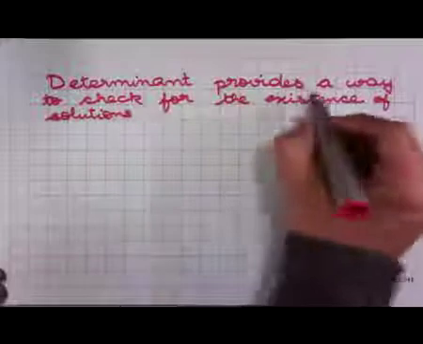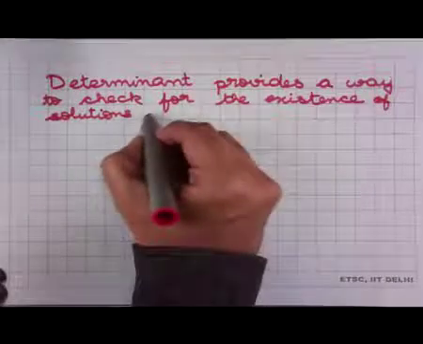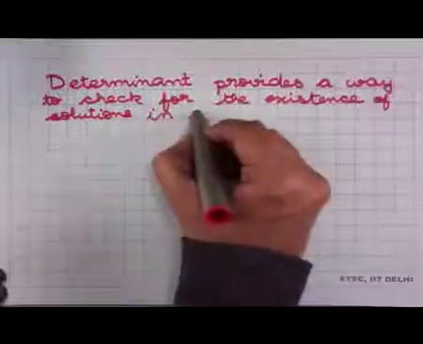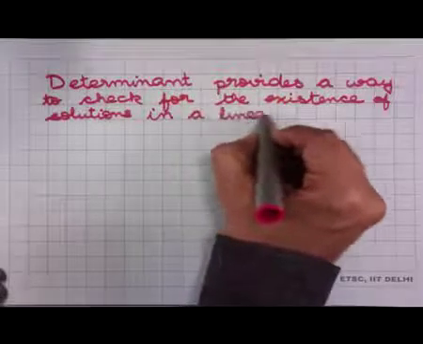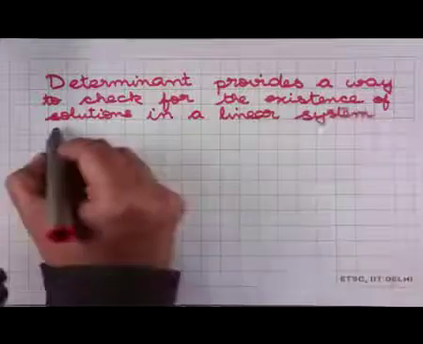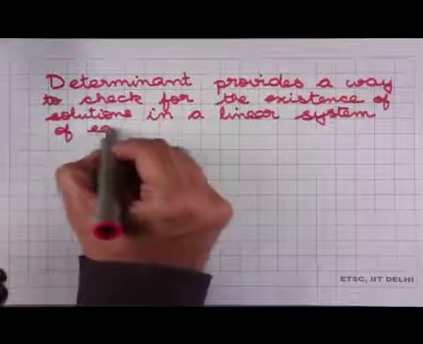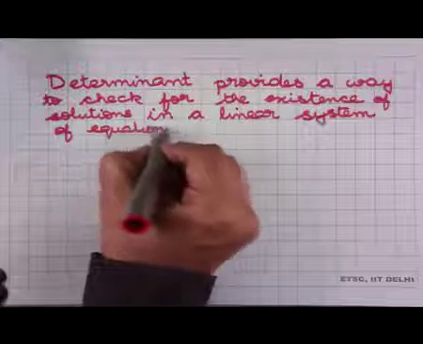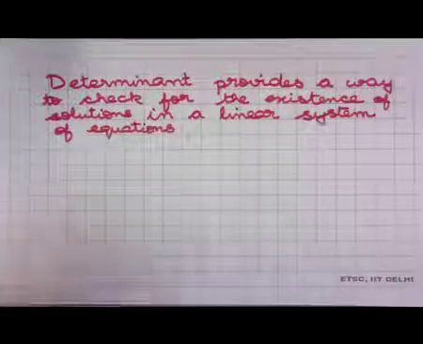So, the determinant provides a way to check for the existence of solutions in a linear system of equations. Through this example, the objective was to show how a determinant can be a useful way to check for the existence of a solution in the linear system of equations.